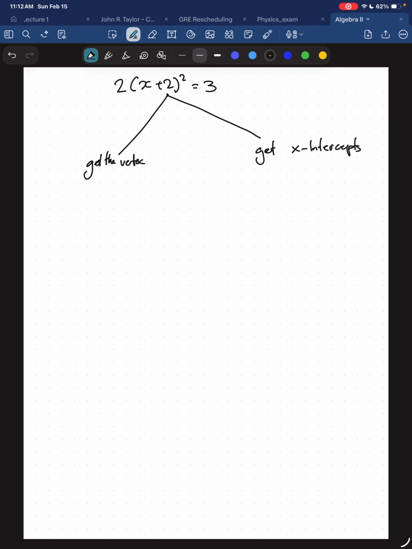So from this point, we can choose what we want to do. There's no particular order. If you want to get the vertex, let's say I'll start with getting the vertex, right? I'm going to rewrite the same equation again. We need to put this equation in vertex form. And how do we do that? All we gotta do is get this 3 across the equal sign. And we're gonna have 2 times x plus 2 squared minus 3 equals 0. That's the vertex form. That's all it is, right?